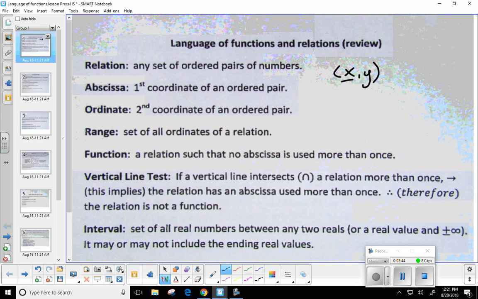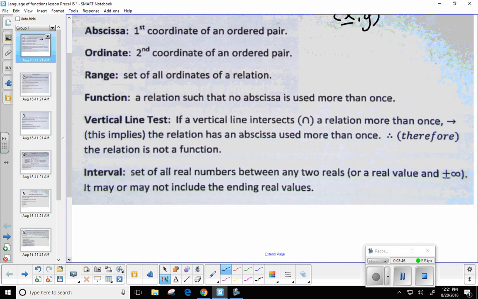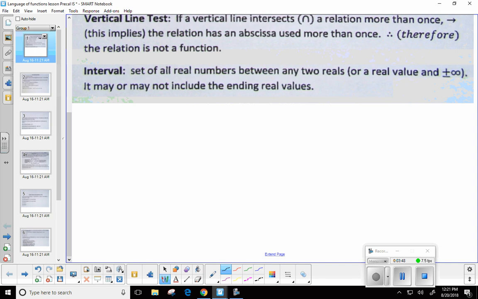Now, let's talk about intervals. The set of real numbers between any 2 reals, or a real value and, what's that, positive or negative? What's that sideways 8? Infinity, okay. So does infinity represent a specific number? No, it's an idea. That means it's just continuing to grow or decrease, whatever sign you have. So it may or may not include the ending real values.